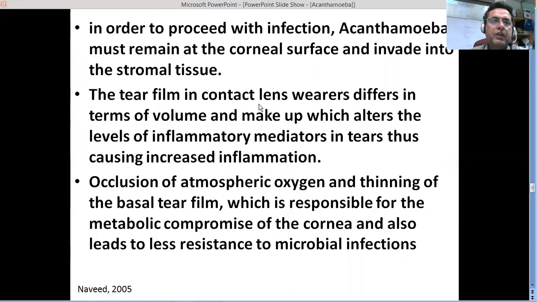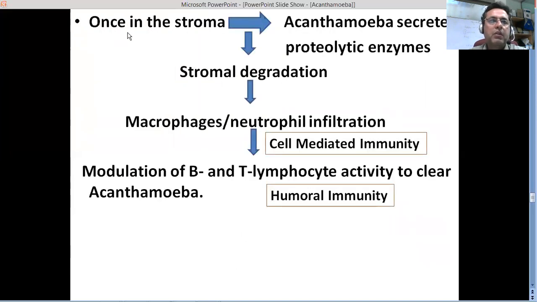So in order to proceed with the infection, we discussed that Acanthamoeba must remain at the corneal surface and invade into the stromal tissue. And regarding the tear film, in the context of why contact lenses are prone to this condition, the tear film is under stress due to that particular lens. It becomes thinner, and the level of inflammatory mediators in tears is altered. So that's why. And the second reason would be occlusion of atmospheric oxygen and thinning of the basal layer. That has already been discussed.